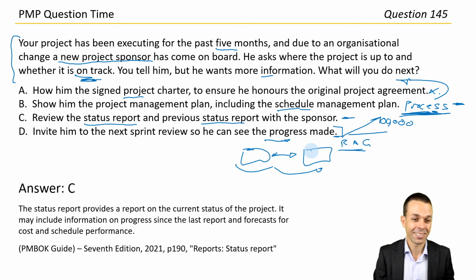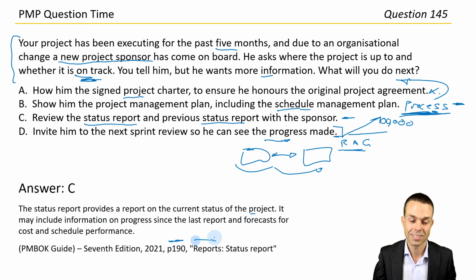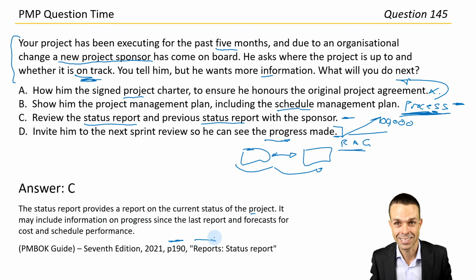Excellent work. The status report provides a report on the current status of the project. It may include information on progress since the last report and forecasts for cost and schedule performance in the future as well. Page 190, reports, status report in the PMBOK Guide 7th edition.